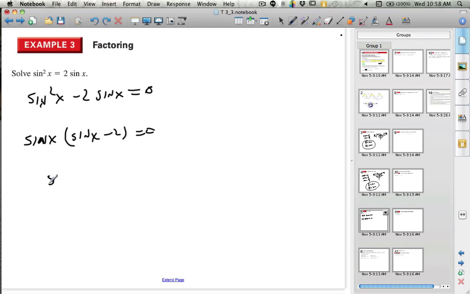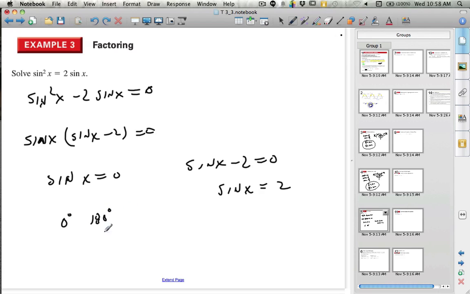And if I set each factor equal to 0, sine of x is equal to 0, and sine of x minus 2 is equal to 0, so sine of x would be equal to 2. And over here, sine of x is equal to 0. Well, where is sine equal to 0? My y-coordinates are equal to 0 at 0 degrees and at 180 degrees, or we could say 0 and pi.